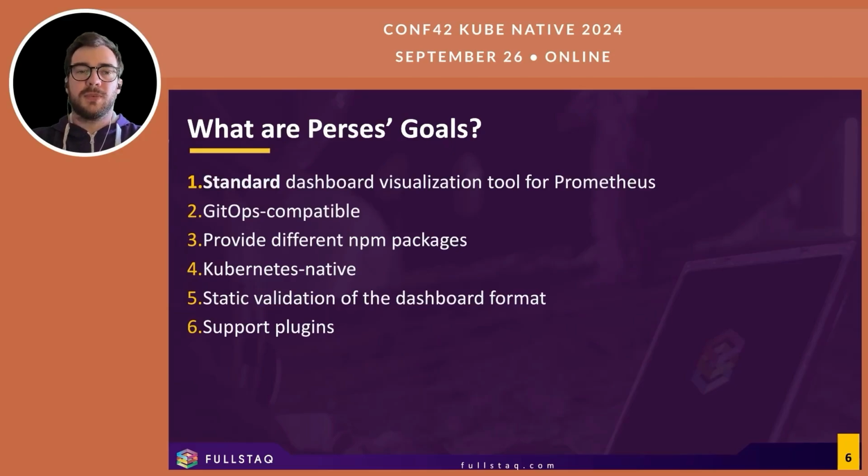And they want to provide different NPM packages, which on the surface sounds a bit odd. Is it a goal to provide NPM packages? Apparently it is, because they want their advances in visualizations to also benefit the entire ecosystem. Even the Prometheus UI could use their visualizations in the future.